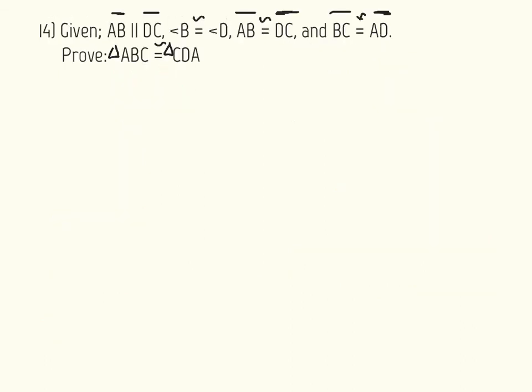Okay, for this last example, number 14, given AB is parallel to DC, angle B is congruent to angle D, AB is congruent to DC, and BC is congruent to AD. We want to prove that triangle ABC is congruent to triangle CDA. So we're going to look at the picture on your sheet.